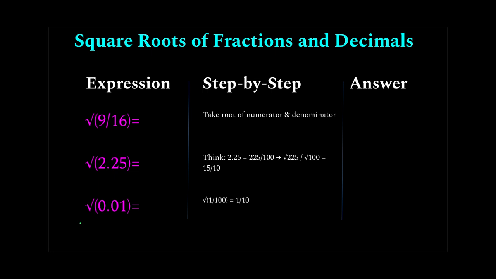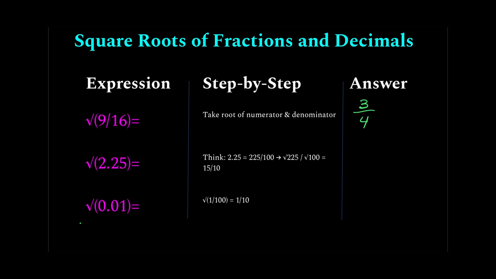Okay, what if we're trying to find a square root of a fraction or a decimal? Let's start with fraction. If we're finding the square root of 9/16, our first step will be to take the root of the numerator and denominator, basically split them up. We know the square root of 9 is 3, and we know the square root of 16 is 4. So we took the square root of numerator and denominator. It's that easy.